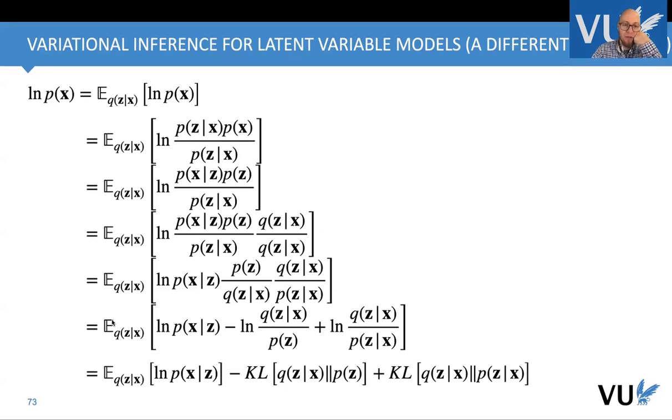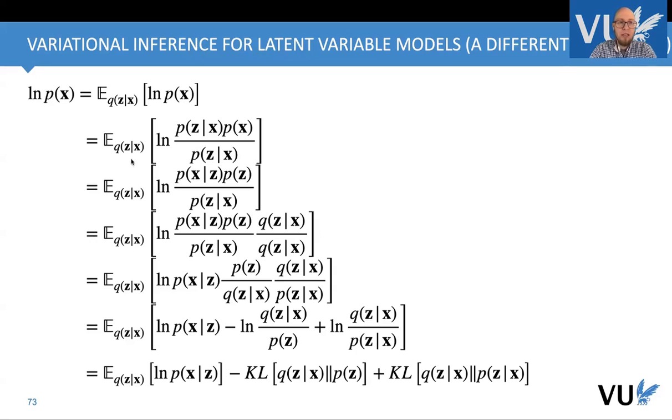If we look at this, this will give us the expected value with respect to q of z given x of log of p of x given z. So this is the reconstruction error. Then we get the expected value of this logarithm, which is nothing else than the definition of the Kullback-Leibler divergence. So we have minus Kullback-Leibler divergence between q of z given x and p of z, plus Kullback-Leibler between q of z given x and the real posterior p of z given x. Of course, we don't have this quantity, we don't have this distribution. But this is not the point here.